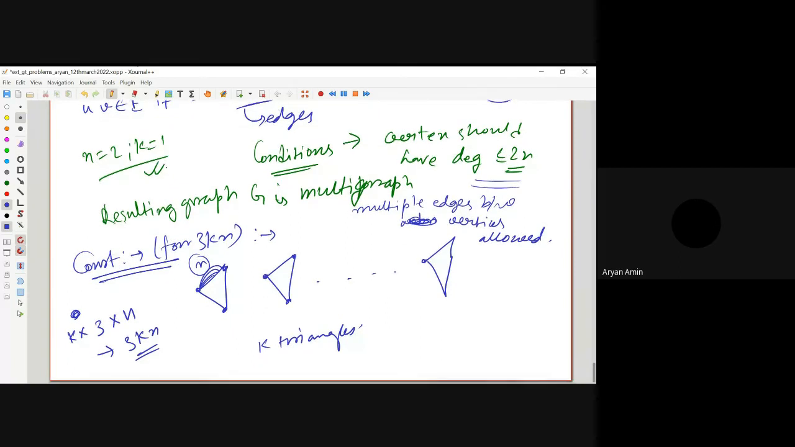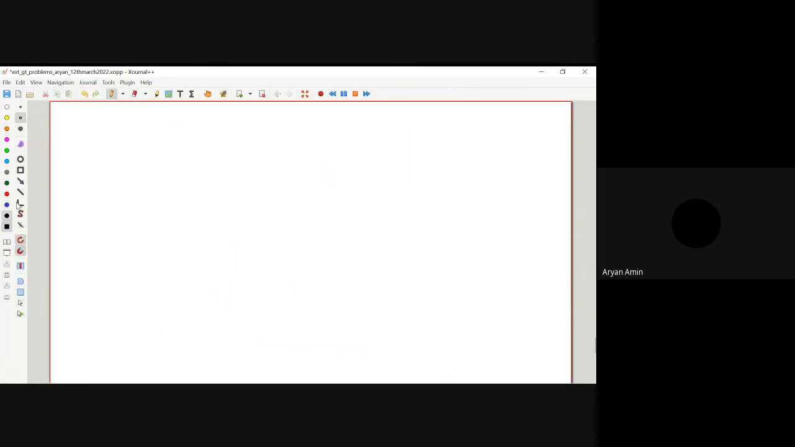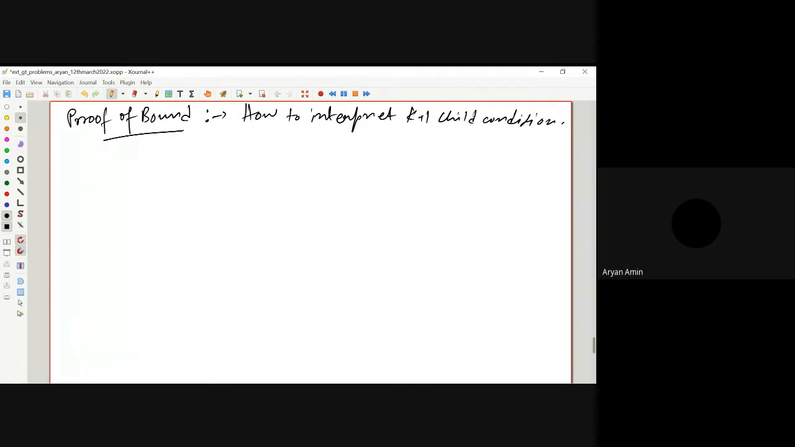So now if no one has a problem, I'll just move on to the next page and I'll try to prove the bound. Does anyone have any question? Okay. So now we are moving to the proof of the bound part. So how to interpret the k plus 1 condition? Does anyone have any ideas how to interpret the k plus 1 children condition?